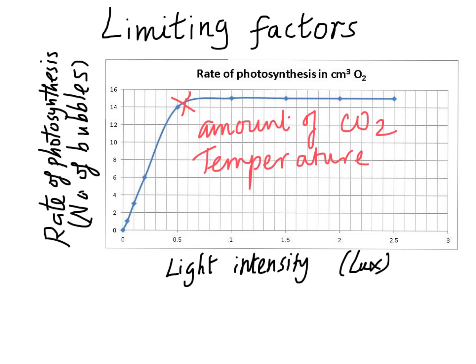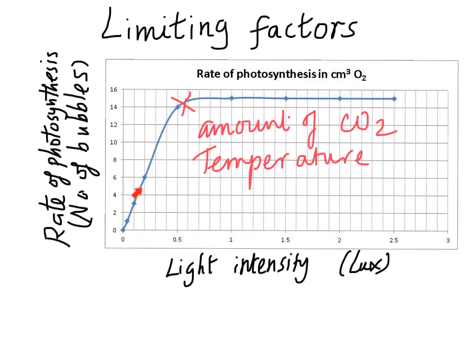So just to summarize that, the limiting factor at this point in the graph could be one of these two or both of them: the amount of carbon dioxide and temperature. As you have an unlimited amount of light intensity available still, but it's not helping the plant to increase its rate of photosynthesis.